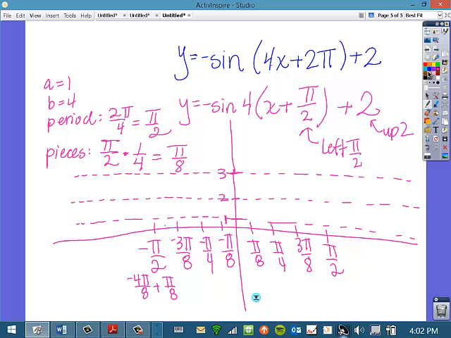So it's negative sine, so you're going to start in the middle, and then go down, since it's negative sine. So you go down, and up to the top, then to the middle, then down, then up to the top, then middle.